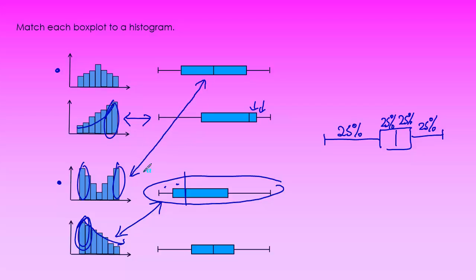Now there's only one matching to make, which is this one. Does it fit? Most of the data is in the middle, and the box is much smaller, but remember, still contains 50% of the data. So that makes sense to match those two.